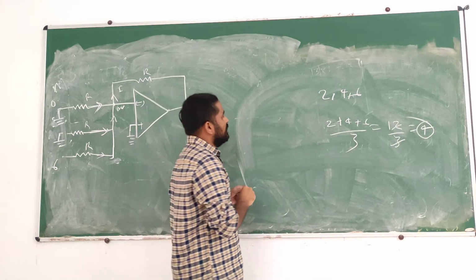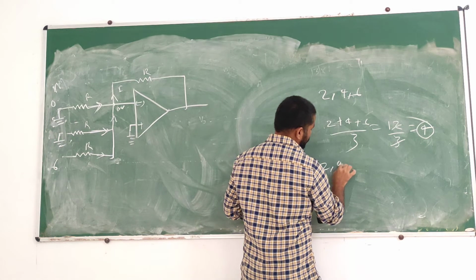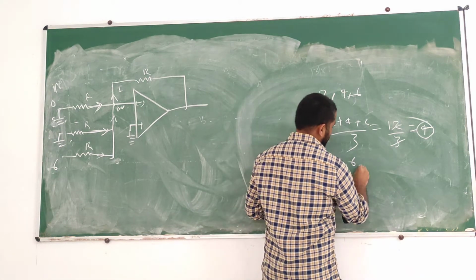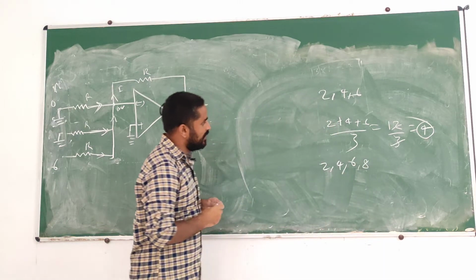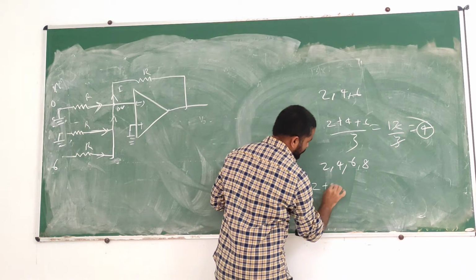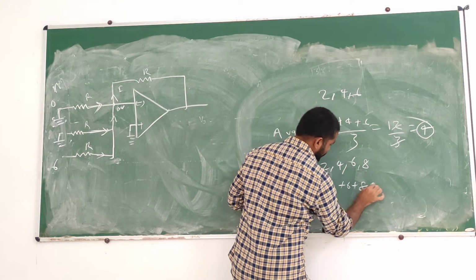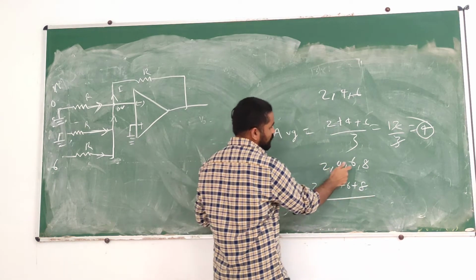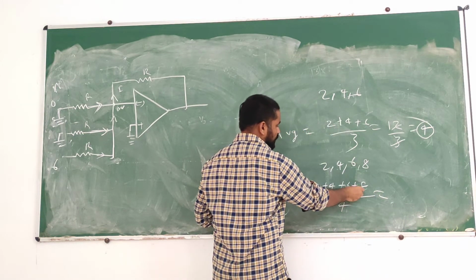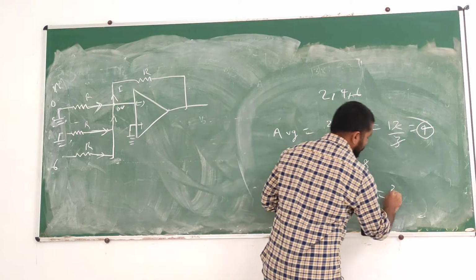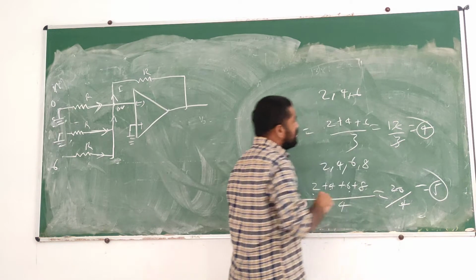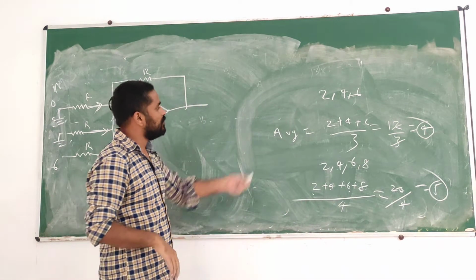Suppose we have 4 numbers, 2, 4, 6 and 8, then how will we calculate the average? This is your average, 2 plus 4 plus 6 plus 8 by how many numbers? 1, 2, 3, 4. This is nothing but 14 plus 4, 18, 20 by 4. This is nothing but 5. So this is the average. This is how we do the averaging.